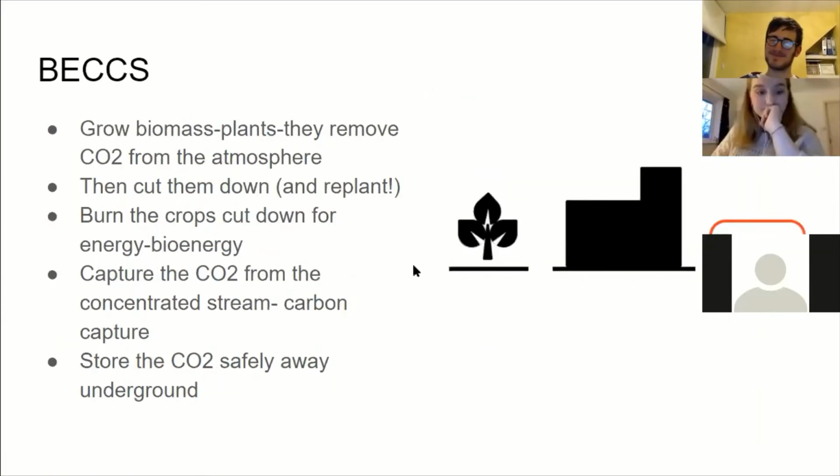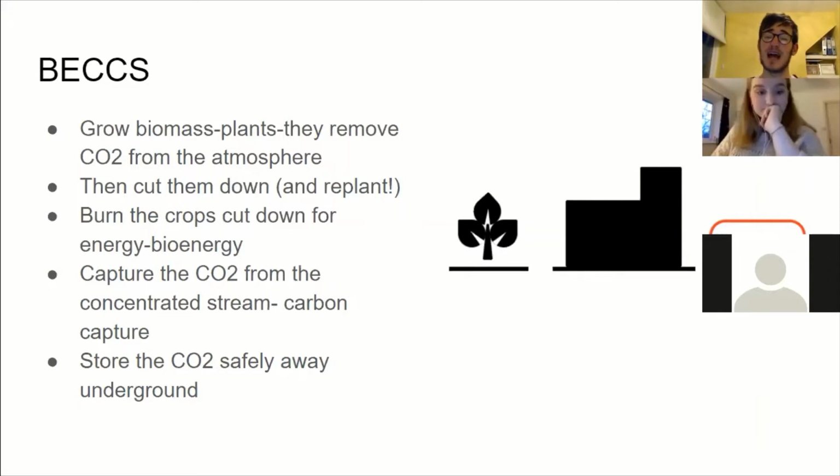So I said I'd get onto BECCS. BECCS, here it is. So we grow biomass, we grow plants. BECCS stands for bioenergy, carbon capture and storage, but we can just call them plants because that's what they are, unless in some cases they're algae and things like that, but it doesn't really matter. And these plants will remove CO2 from the atmosphere. They do the heavy work for us by photosynthesis, that is the job of plants.